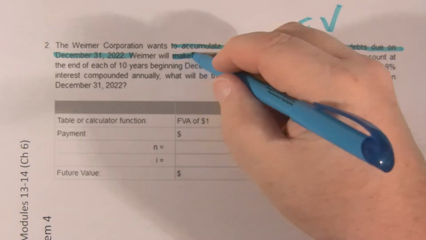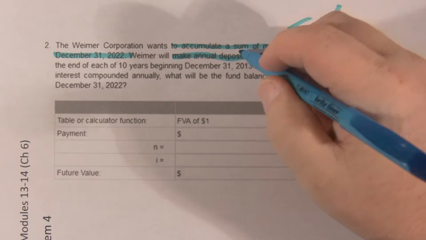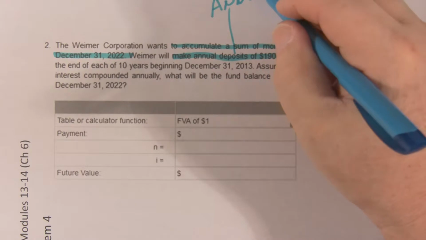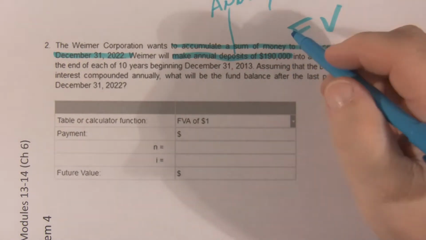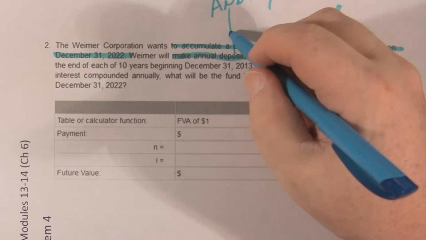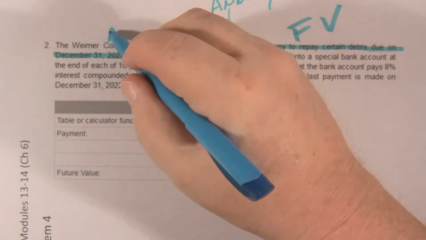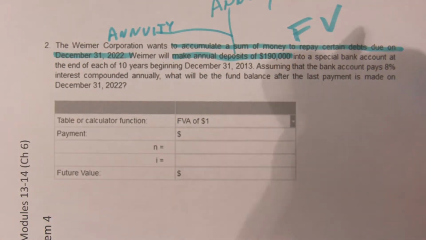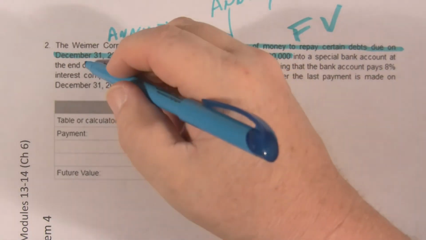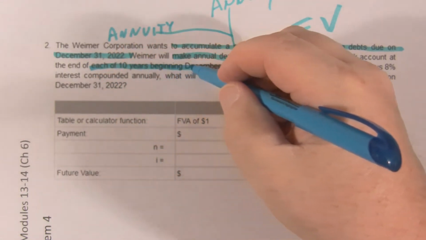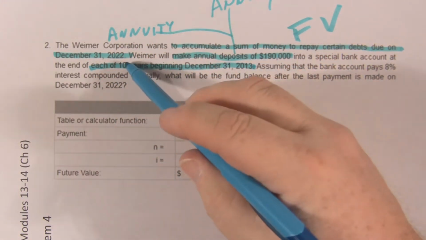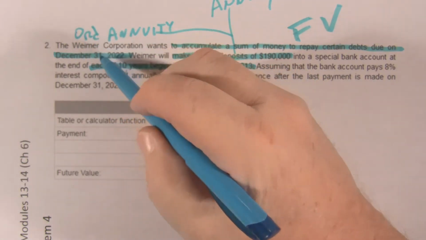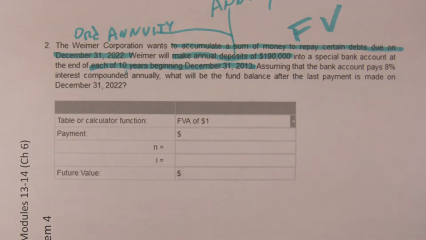They're going to make annual deposits. That tells us it's an annuity, which I carefully wrote exactly where you can't see it. So we'll do it over here. And then it says at the end of 10 years. So that gives us the time period, and because it's at the end, it's an ordinary annuity. So that's where we get the information we need.